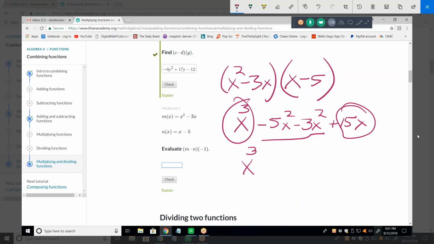What is that? That is negative 8x squared. Okay. And now let's evaluate it at minus 1. So okay, so that would be.